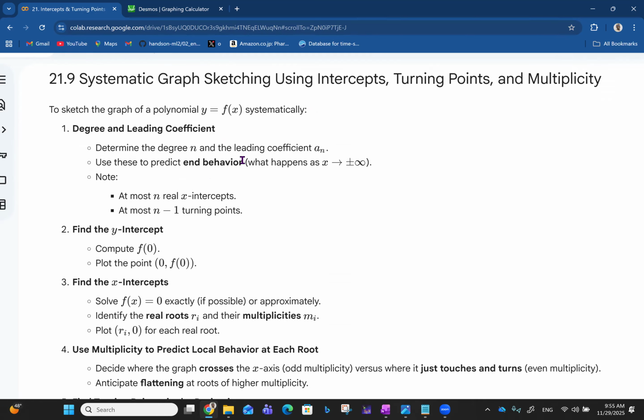So use this to predict end behavior. What happens as x approaches plus or minus infinity? Note, there are at most n real x-intercepts, and at most n minus 1 turning points.